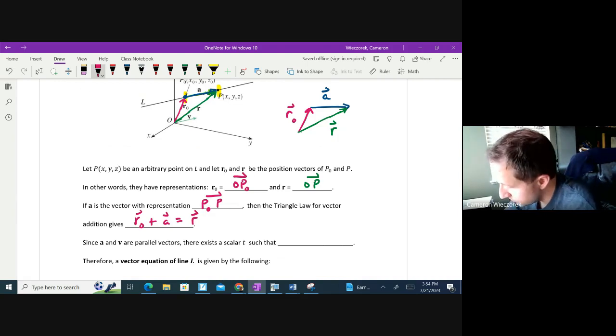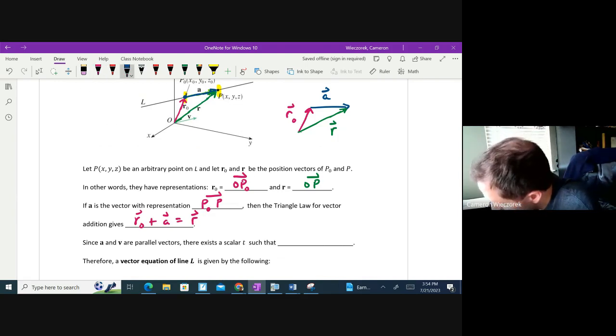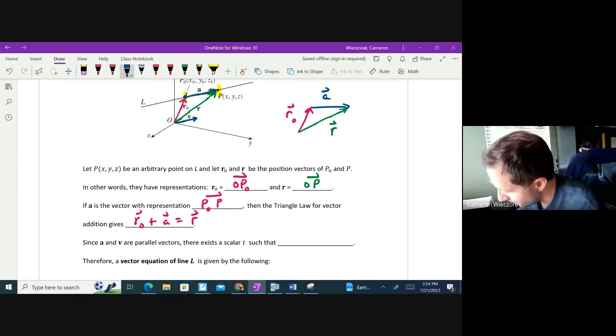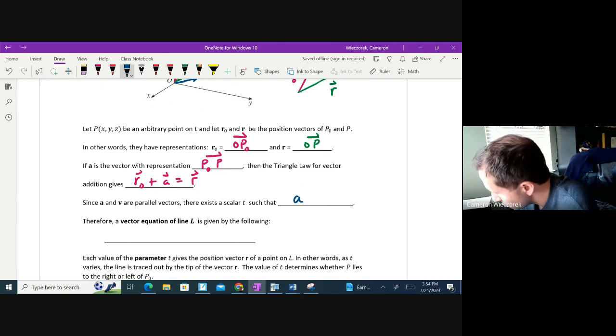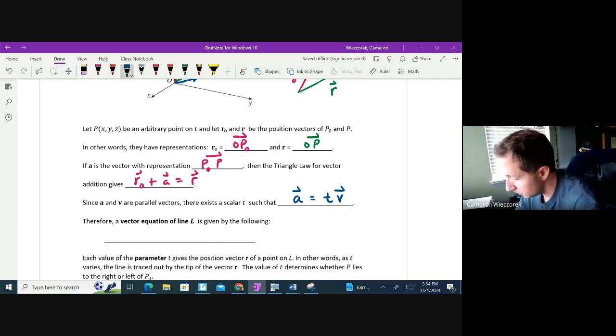And notice, take a look down here. I'm going to draw this vector in blue also. We have this vector V, which is parallel to A. If I shift that vector V up and I start to scale it, it's moving in the same direction as A, which is on the line. So since A and V are parallel vectors, we know from last section, there exists some scalar t, some real number, such that the vector A is some scalar multiple of the vector V. That's what it means for two vectors to be parallel.